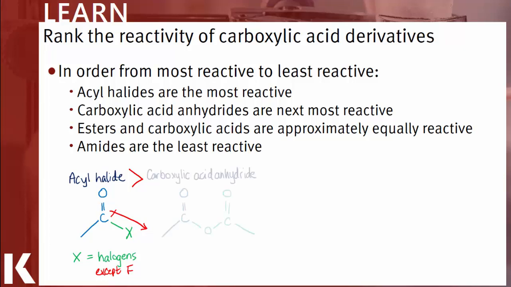The next most reactive are carboxylic acid anhydrides. All acid anhydrides have the same structure: an acyl group bound to another oxygen and then bound to another acyl group. Kind of like if I jammed two acids together. Anhydrides are also quite reactive because there is electronegativity coming from two sources, both of these oxygens. That makes for a stable leaving group and a reactive carbonyl carbon.